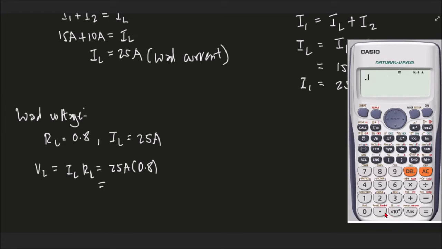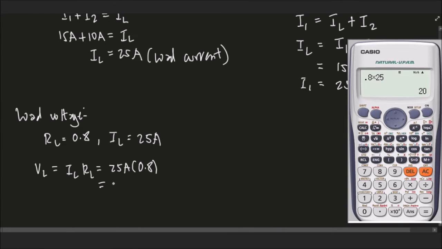So maybe we'll just use our calculator. 0.8 times 25, so that will be 20. Our voltage is 20 volts. Then our power, of course, we could use the power formula. So PL is equal to VL times IL, or you could use the other one.